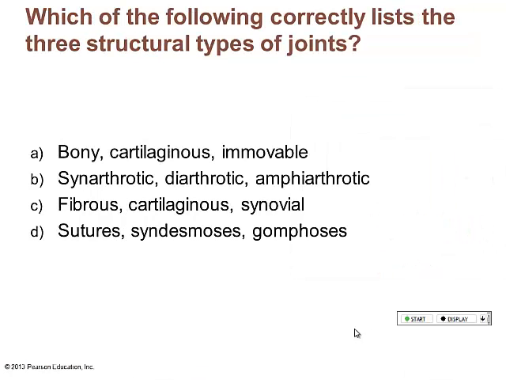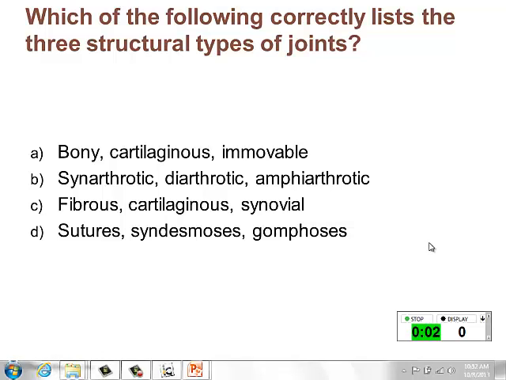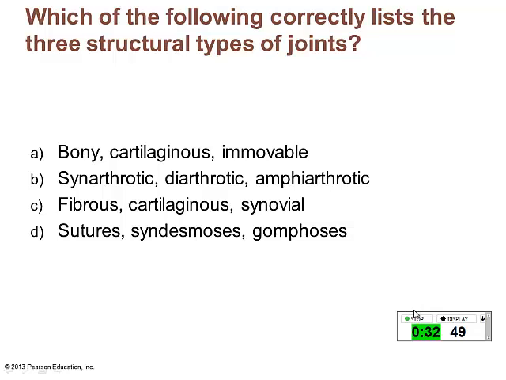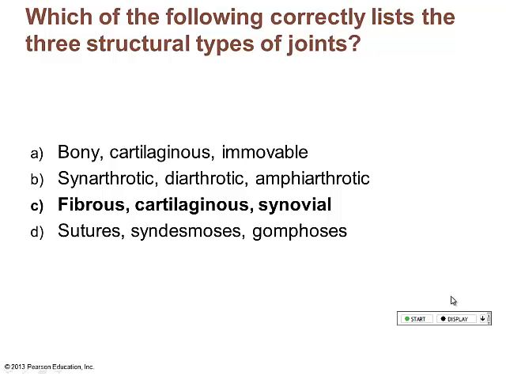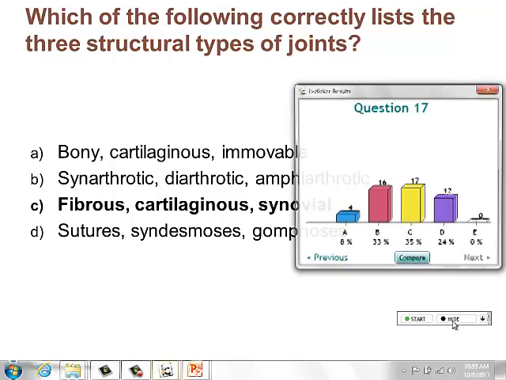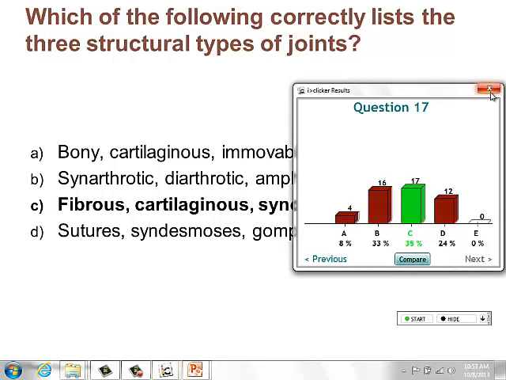Which of the following correctly lists three structural types of joints? Structure. Five, four, three, two, one. What's the answer? The answer is C. Not function, structure. Yep, not movement, structure. Yes?